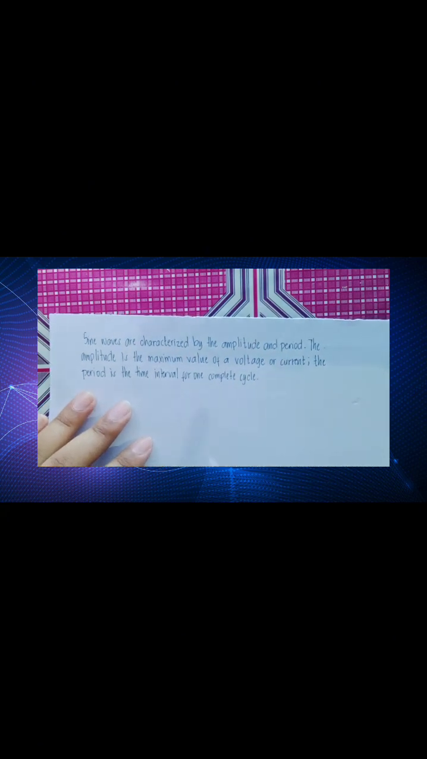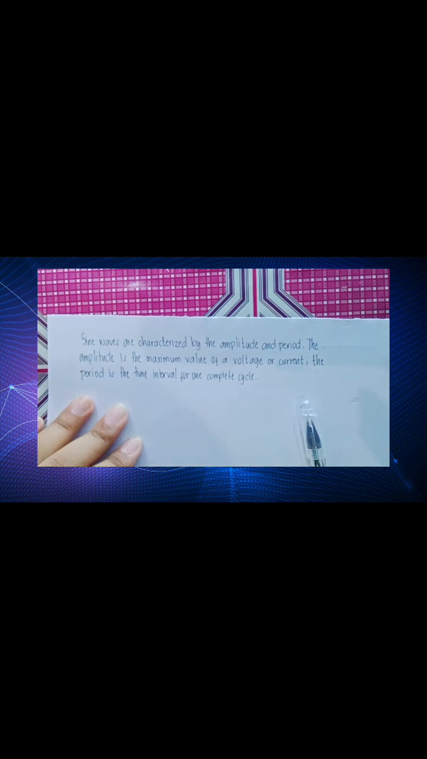So, what are sine waves? They are characterized by the amplitude and period. The amplitude is the maximum value of a voltage or current. The period is the time interval for one complete cycle. So the next is an example of sinusoidal waves.